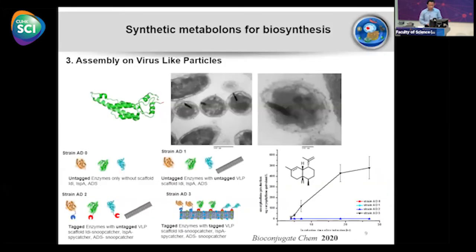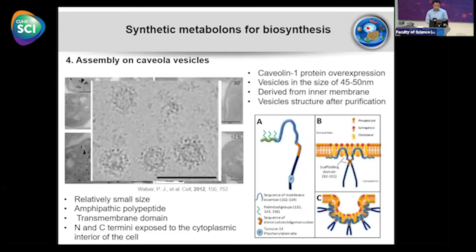Also, we use virus-like particles to assemble enzymes. Quickly going through it, it really can turn on the production of this molecule called amorphadiene. It's a precursor of the anti-malaria drug. Now, they don't look like organelles, for example, by the standard, because they're just protein assemblies. So we are now working on vesicles.